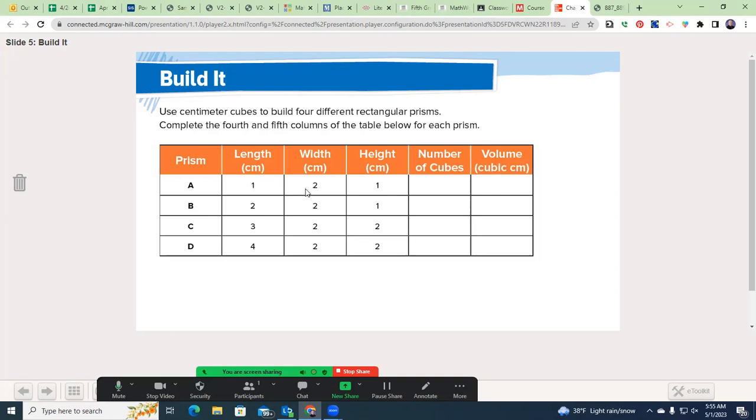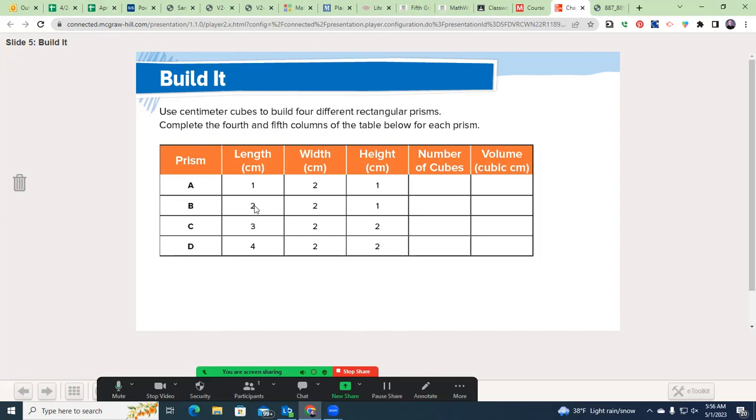And we have prism A. It has a length of 1, a width of 2, and a height of 1. Really, you're going to find out that we're going to multiply all these numbers. So what's 1 times 2 times 1? Well, you guessed it. It's 2. So the volume will be 2.